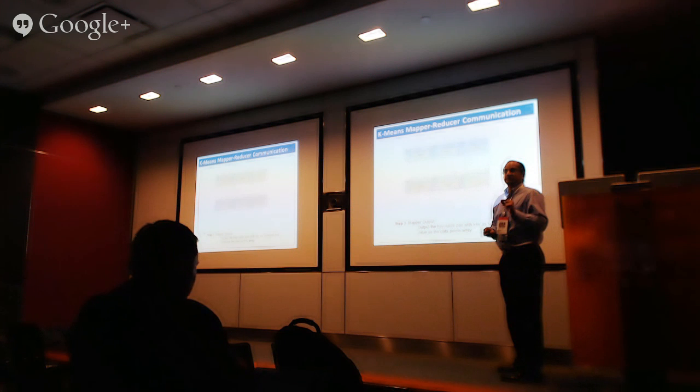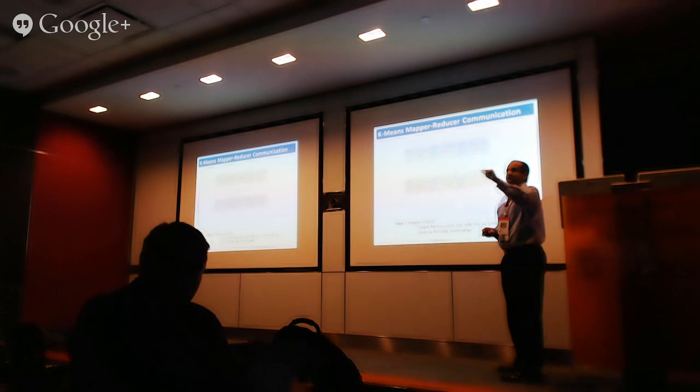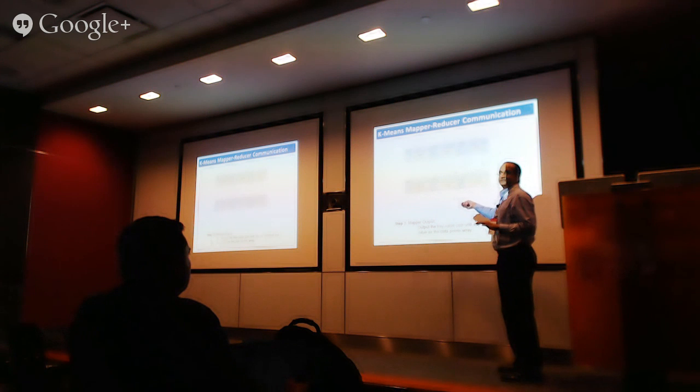In the reducer function, you are aggregating the key value pairs you obtained from the mapper function, where each key is a centroid and the value is all the data points associated with that centroid. And that's enough for me to aggregate.